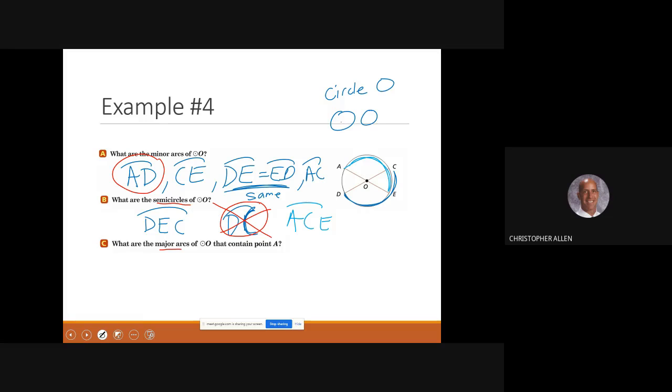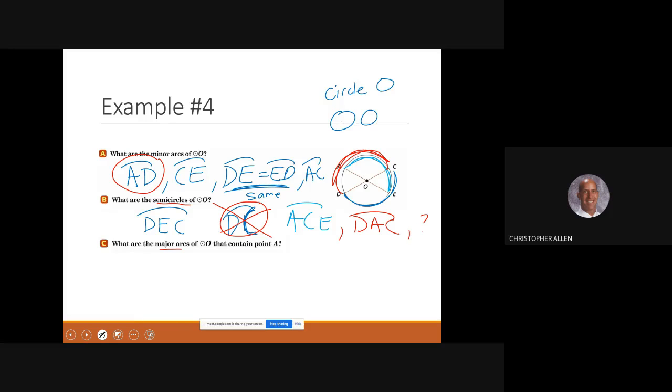Can anyone give me one more semicircle? Ishmael says DAC. Yes, Ishmael, that will work. Thank you, sir. DAC, that's this one right here. So I'll call it DAC. And by the way, there is one more semicircle, but we'll just leave that last one off. So there's 3 of them. I'll leave that one up to you.